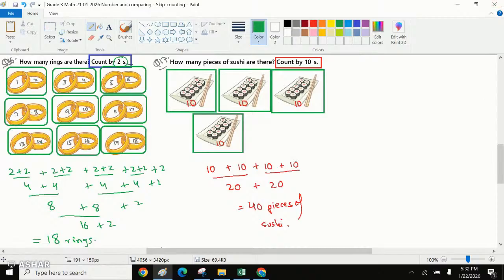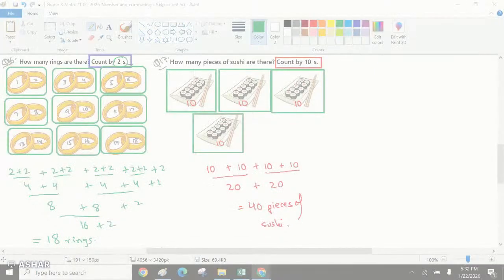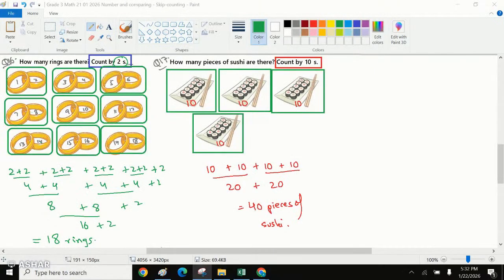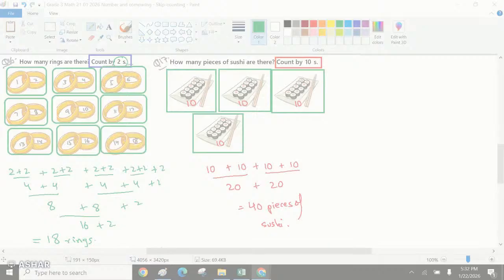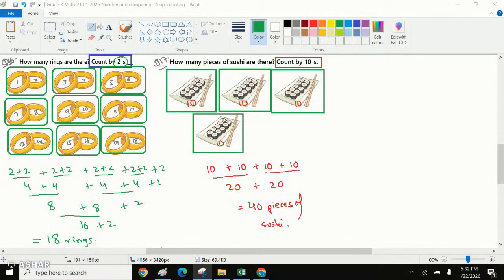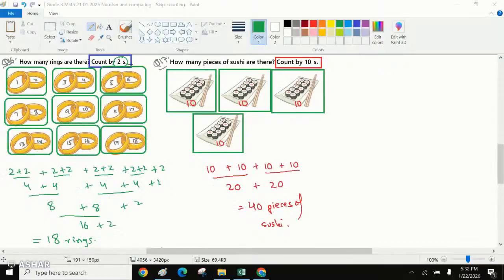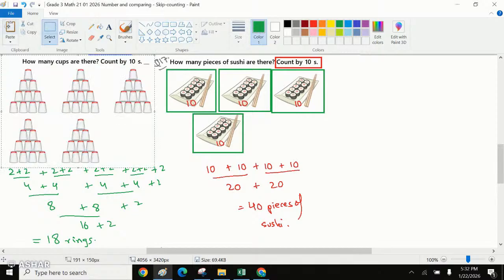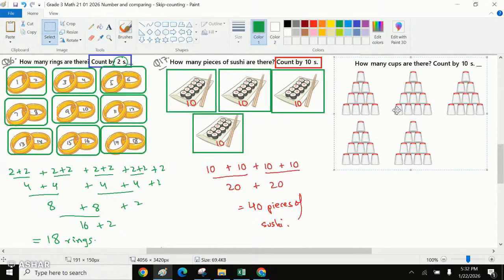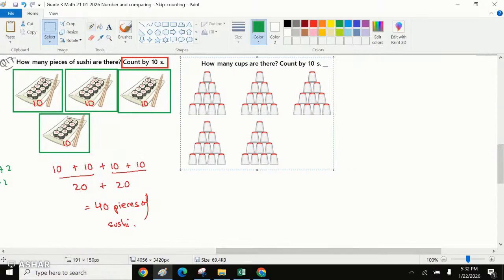Let's do a question or two more. Then let's try the test. The next question says, how can we count this by tens? Sometimes you need to confirm, right? The next question says count by tens. The cups have been stacked in the form of a pyramid.